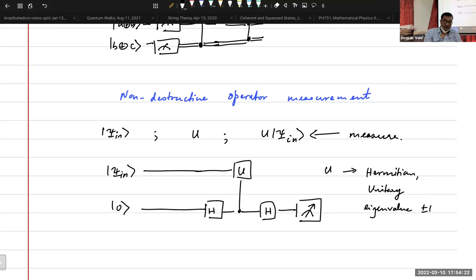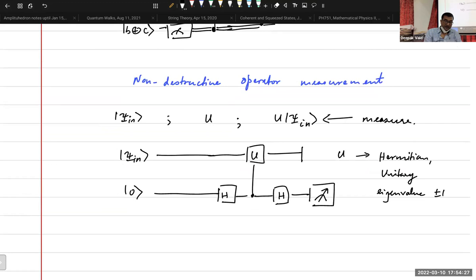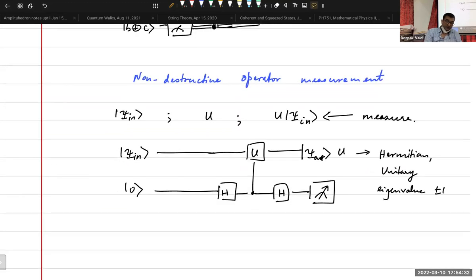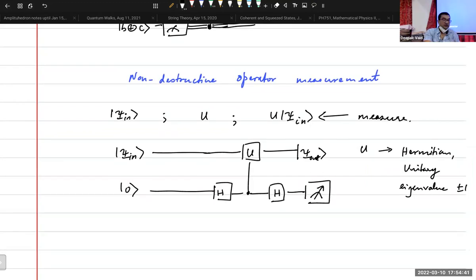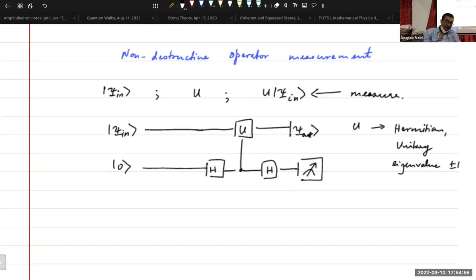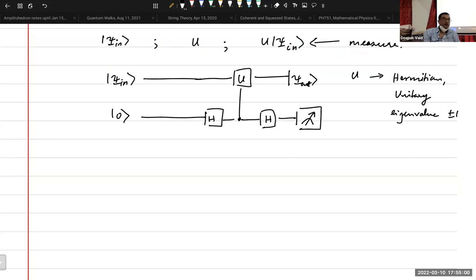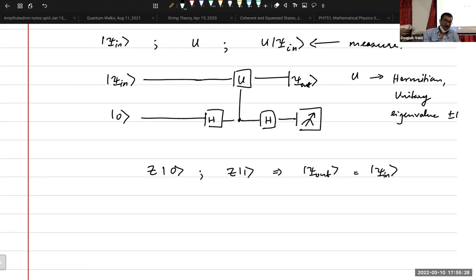And then we measure this, and then here I will get psi out, where psi out is going to be the state that I get as a result of this action of U on psi. So in particular, if you're talking about something like Z acting on some state, zero, or Z acting on one, these are eigenstates of Z. So in this case, psi out will be equal to psi in. Our original state will not be changed. And at the same time, the measurement output here will give me the relevant eigenvalue. Okay, so let's see how this works.